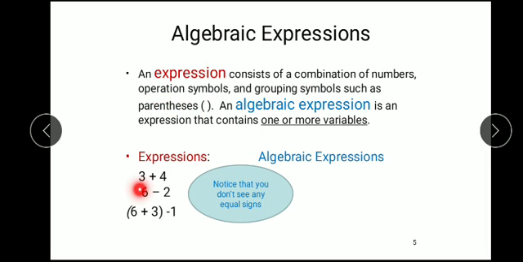You can see here addition of two numbers 3 plus 4, subtraction of two numbers 6 minus 2, then 6 plus 3 bracket minus 1. You can see this bracket is called the parenthesis. Here we don't have any variable, meaning no small letter or capital letter like A, B, C, D. So these are called expressions. On the other hand, if I include variables in this expression, we call it an algebraic expression.